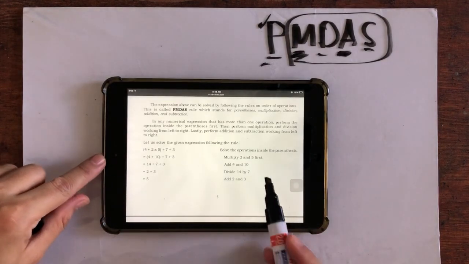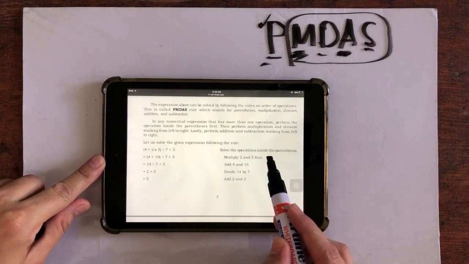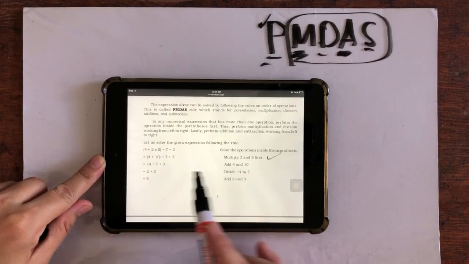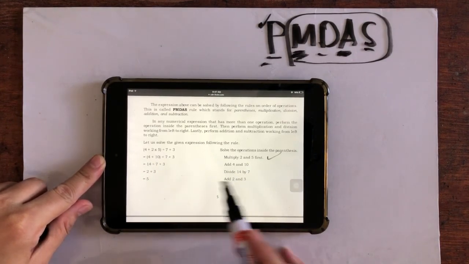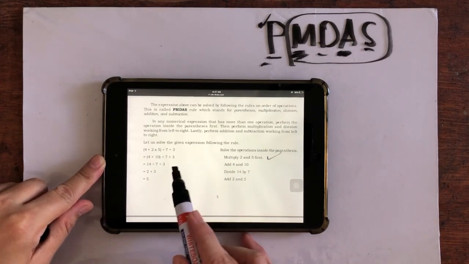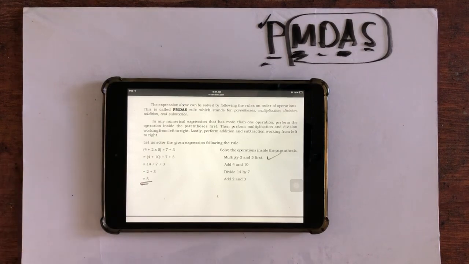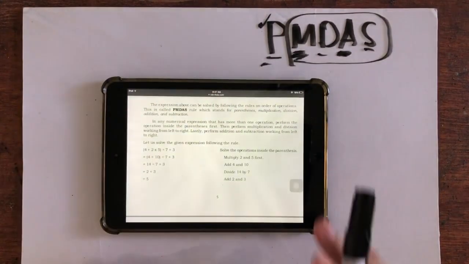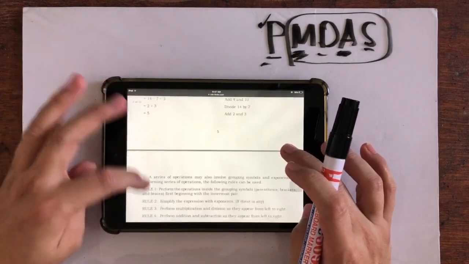So sa loob ng parentheses, inuna niya yung multiplication. 2 times 5, kaya naging 10. And then add 4, kaya naging 14. Divide 14 by 7, kaya naging 2. And then i-add yung 3, kaya nakuha yung 5. Okay? So ganun yun. That is kung merong parenthesis na given.